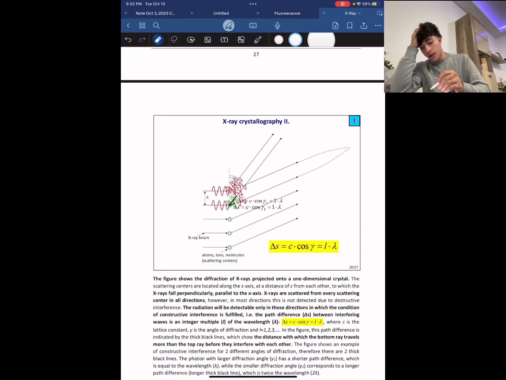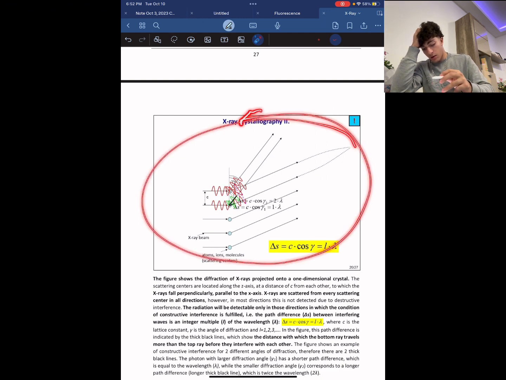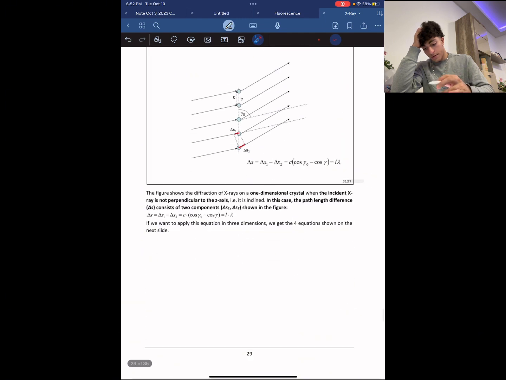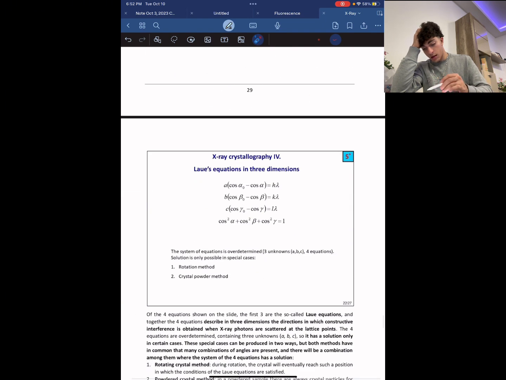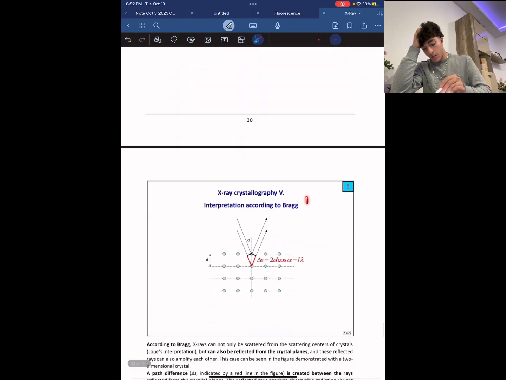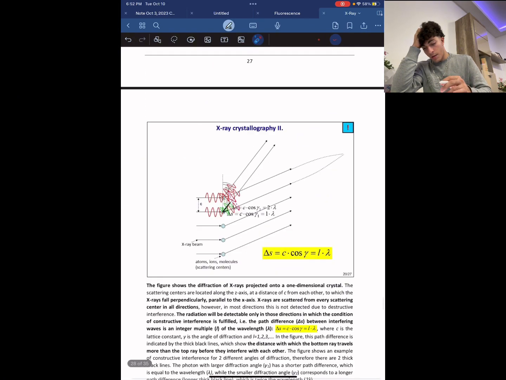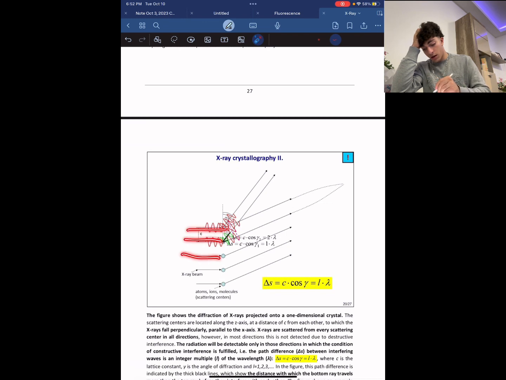Okay, this looks really complicated. It's not, don't worry. This is, I believe, Laue's interpretation. This is 5, we're not going to talk about this, and then this is Bragg's interpretation. So what happens here, you have perpendicular X-ray beams to this, and they're parallel to one another. They hit the substance, the crystal, and they will be in coherence if their delta S is exactly multiples of the wavelength.